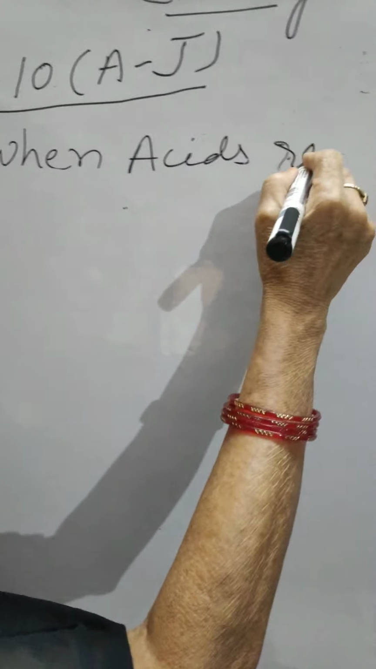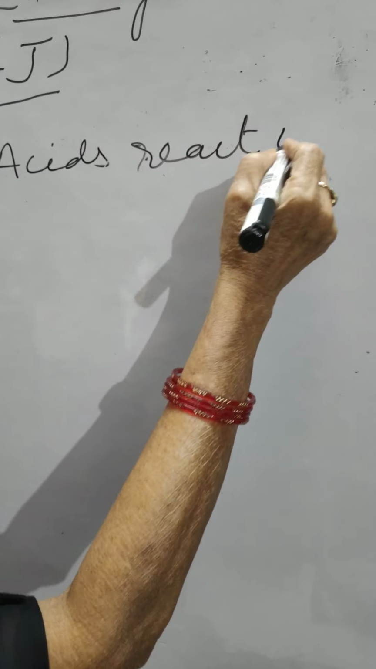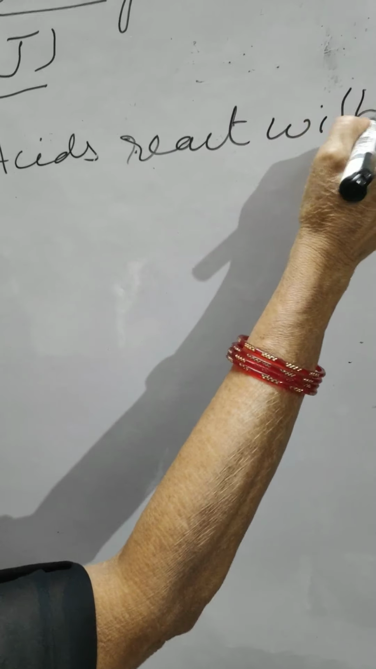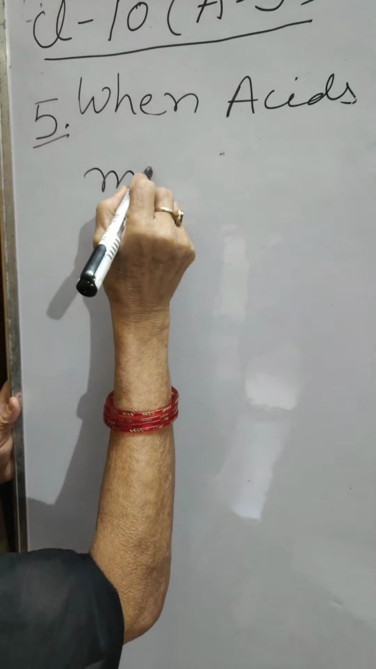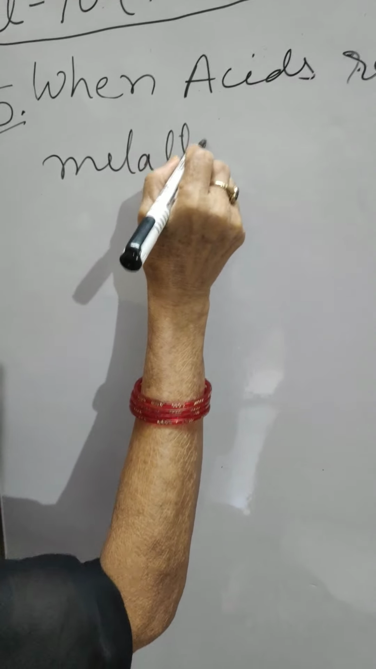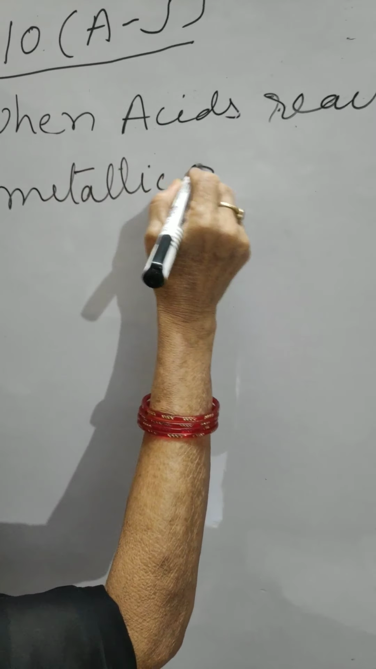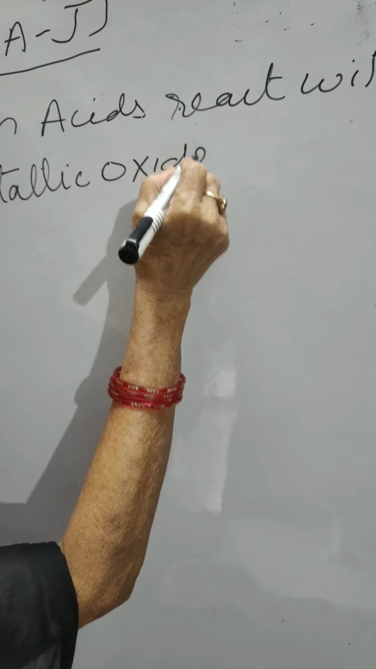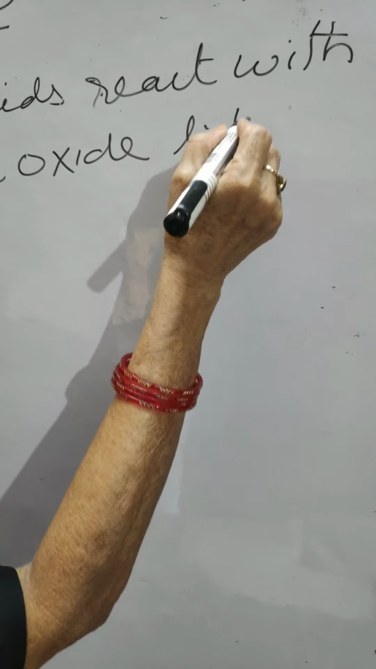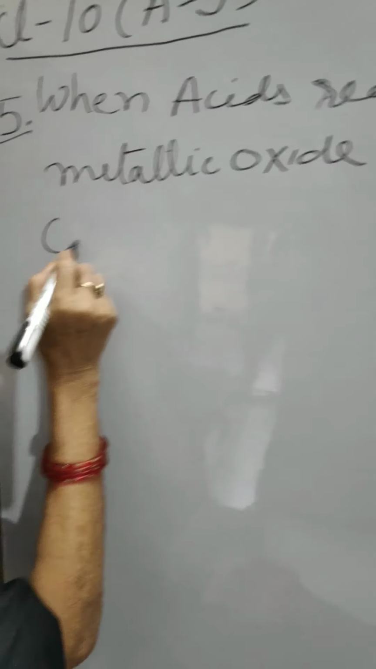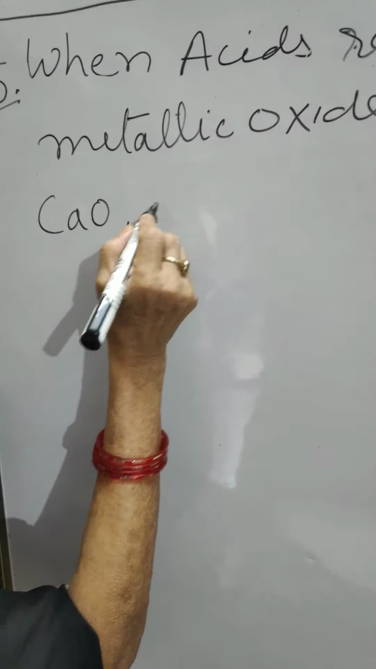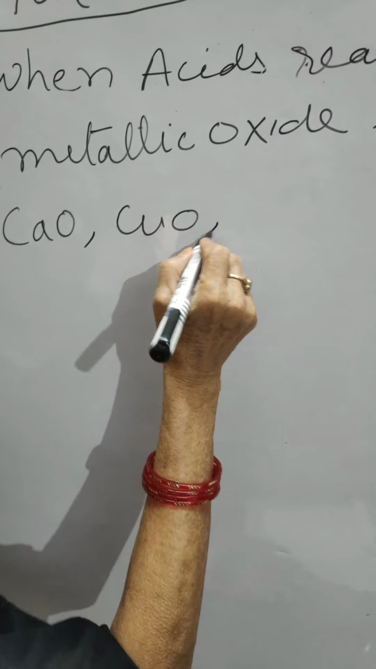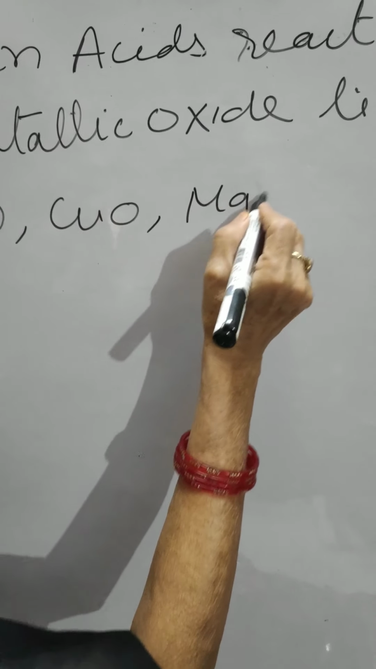Reaction is when acid reacts with metallic oxide. Like calcium oxide, copper oxide and magnesium oxide.